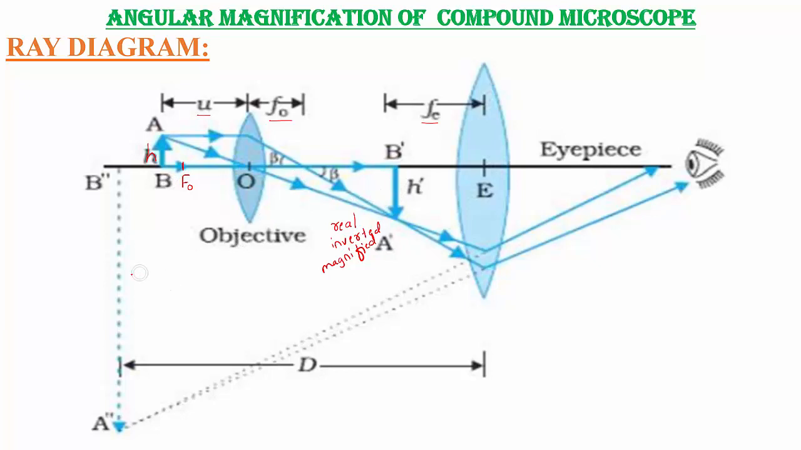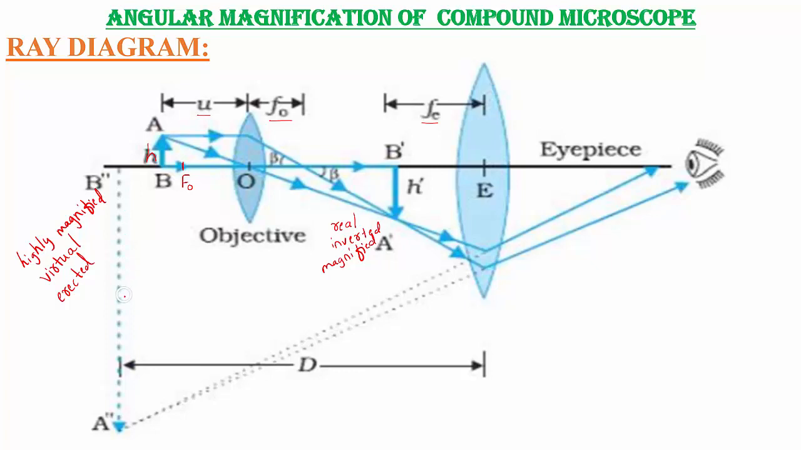Let us compare these two, the image and the object. The image is highly magnified, and it is not real. It is virtual because it appears to be coming from the point A''. So it is virtual, and also it is erect. See here, the direction of object AB and the direction of image A'' B'' are both in the same downward direction. That's why the image is virtual, erect and highly magnified.